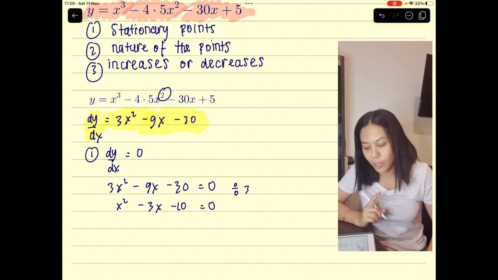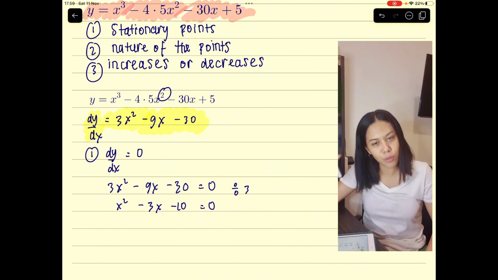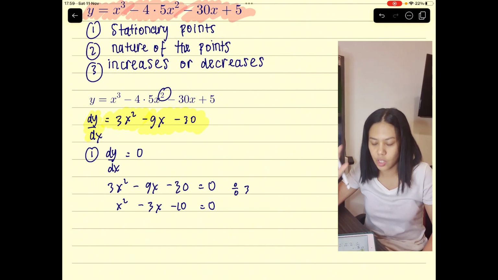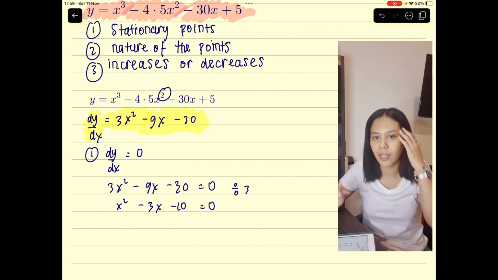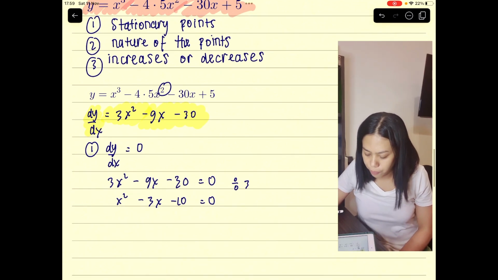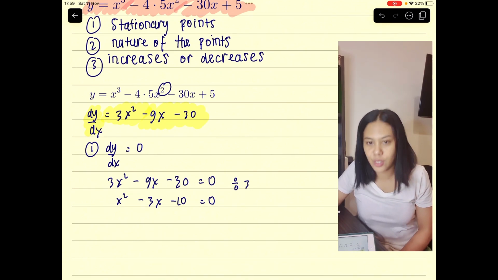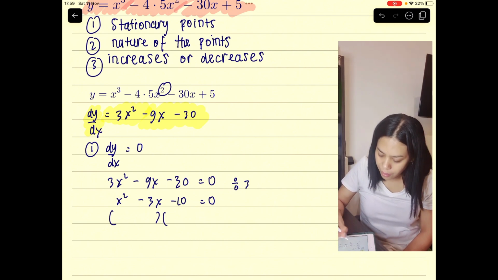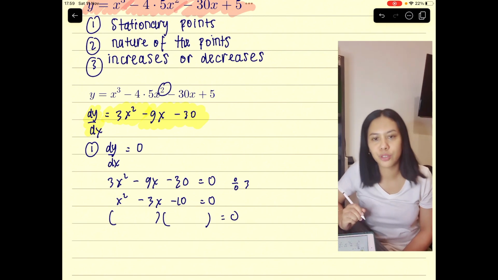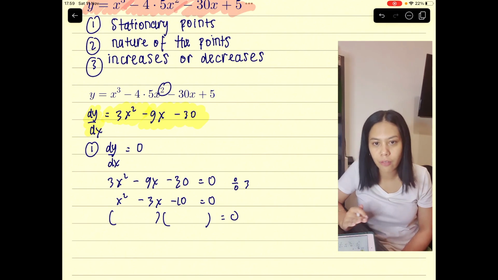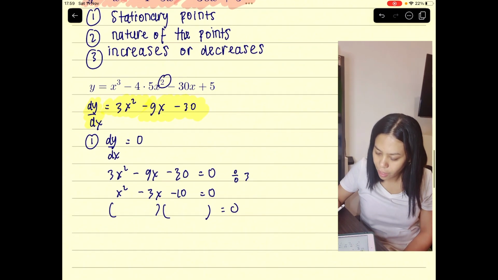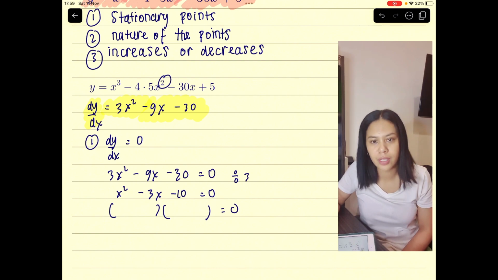Okay, remember, you can only divide everything by 3 when the other side is 0, because 0 divided by 3 is 0. If it's not 0, you don't just divide by 3, yeah, you have to do something else. So I have x squared minus 3x minus 10 equals 0. I'm going to factorize that. By now, you should be able to factorize, so I'm not going to teach you how to factorize in this video. All right, let's factorize x squared minus 3x minus 10.